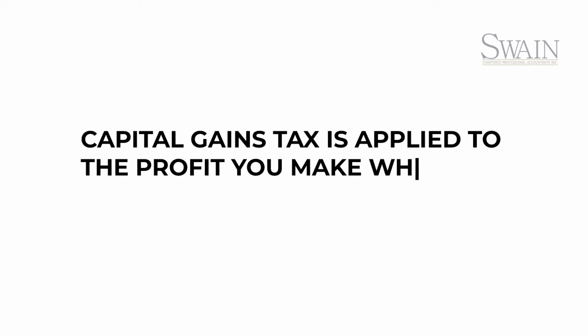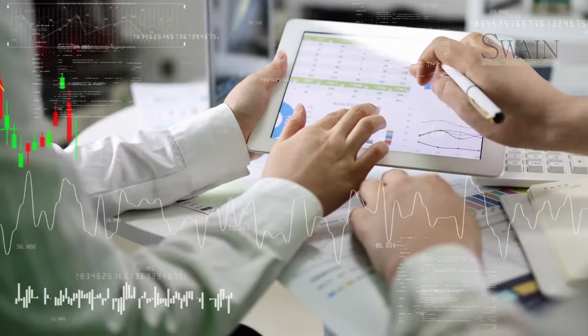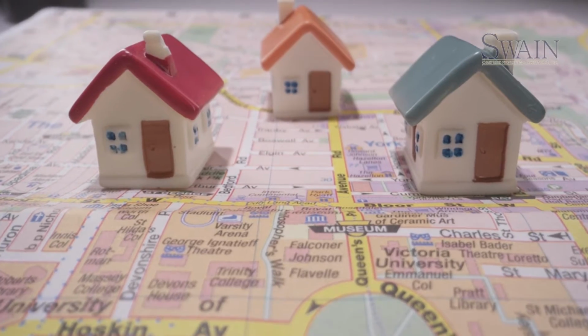Unlike income tax, which is applied to your earnings, capital gains tax is applied to the profit you make when you sell an investment. This could be stocks, bonds, real estate, that kind of stuff. Say you bought an investment for $50,000 and sold it later for $100,000, you made a capital gain of 50 grand. Before this latest budget release, you only had to report 50% of that gain, or 25K.